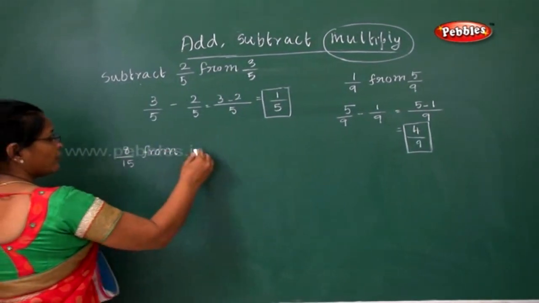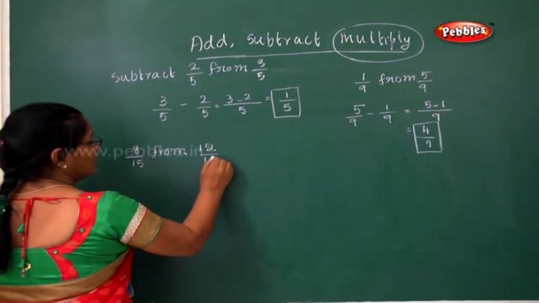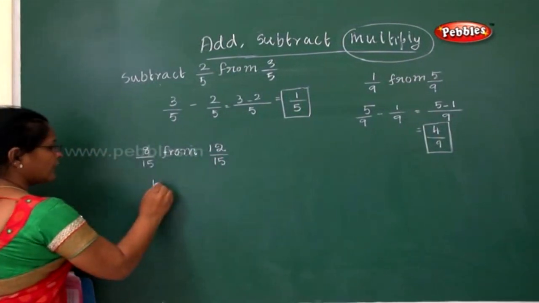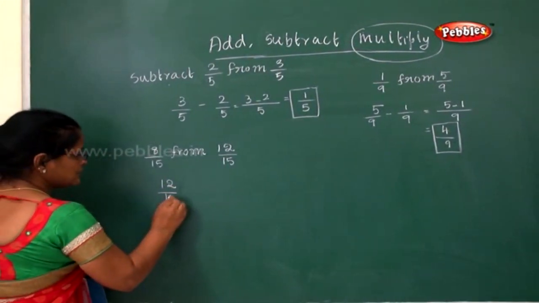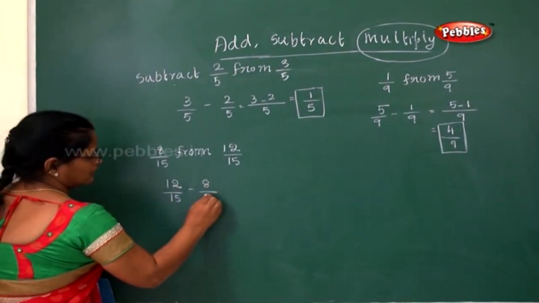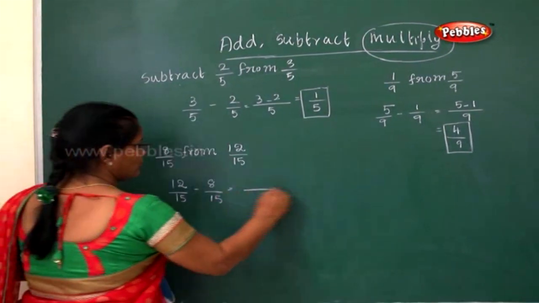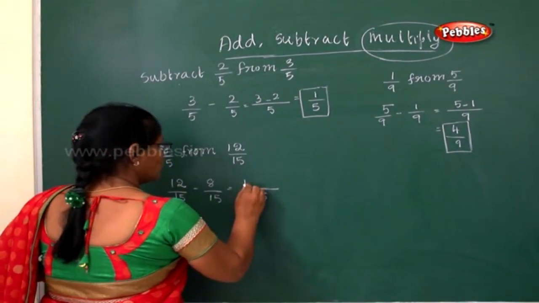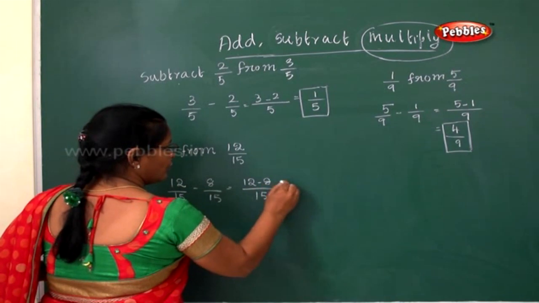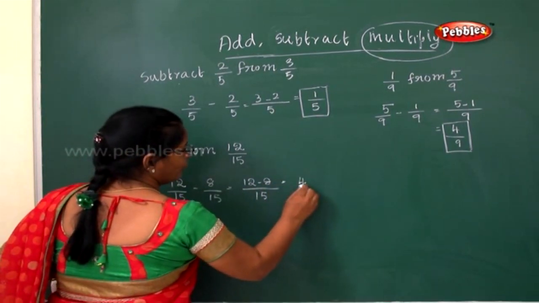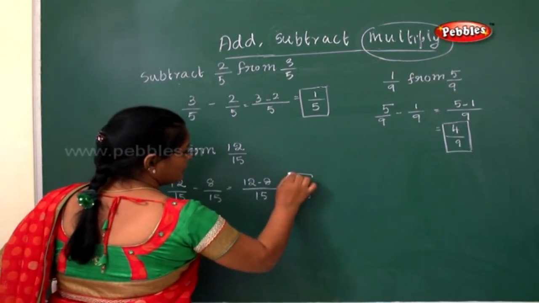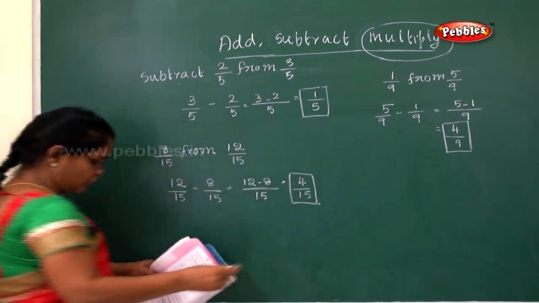Now the next sum is subtract 8 by 15 from 12 by 15. Again the same, the greater number minus the smaller number. Now what will you do? Retain the denominator. 12 minus 8. Now what is 12 minus 8? It is 4. 4 by 15. So this is how you will do it.